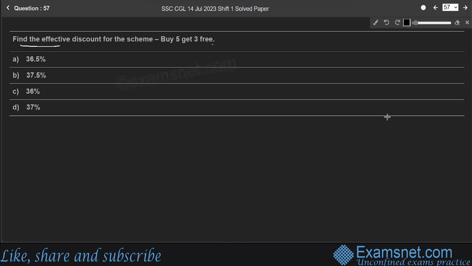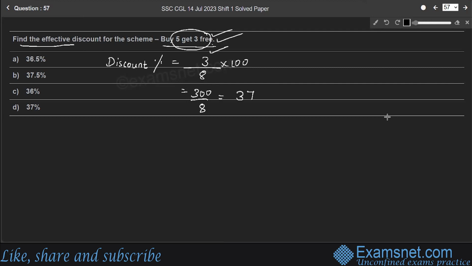Question 57. Find the effective discount for the scheme buy 5 get 3 free, right? Here the simplest method is: buy 5 get 3 free means there are 8 articles, and you are going to get 3 articles for free, right? So the discount is 3 articles. Therefore, discount percentage is, out of 8 articles, 3 articles are free, so for 100, 300 by 8, which is 37.5% discount percentage. So this is the simplest method.